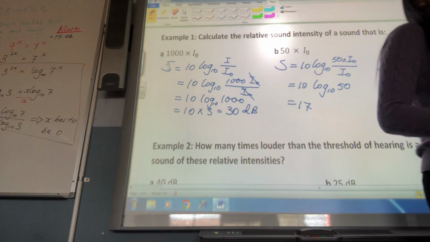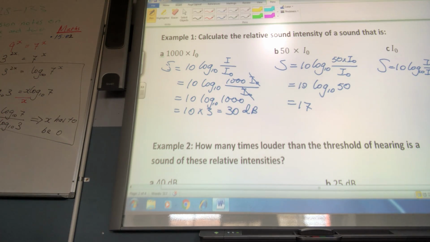Alright, question C. When I was looking through some of your working outs, I saw that many of you made a mistake here. With I0 divided by I0, what does it become? One. It becomes 1, right? Because top and bottom are the same number. That means this whole term becomes 1. So 10 log 10 of 1. What is log 10 of 1? 0. So you just have 10 times 0, which is 0.